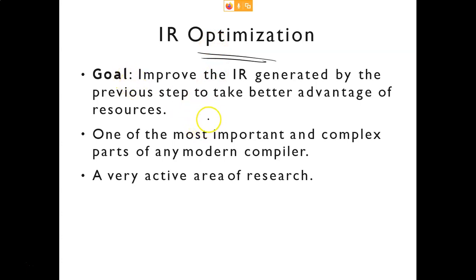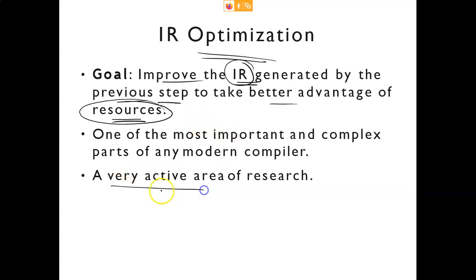So this is our intermediate representation optimization. And why do we want to do these things? So basically improve the intermediate representation generated by the previous stage to take better advantage of the resources. Basically reduce the execution time, reduce the space that is taken, and all these things. Code optimization is the most important, and it is the most complex part of a compiler.